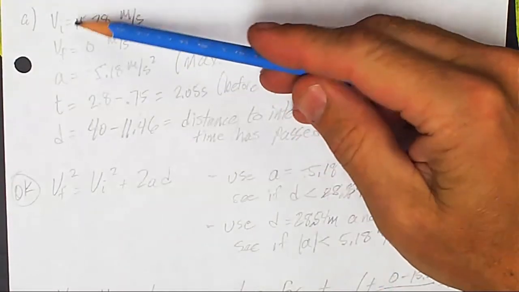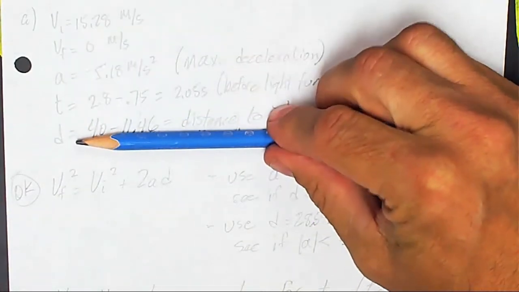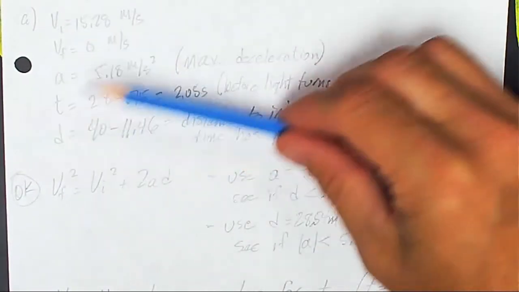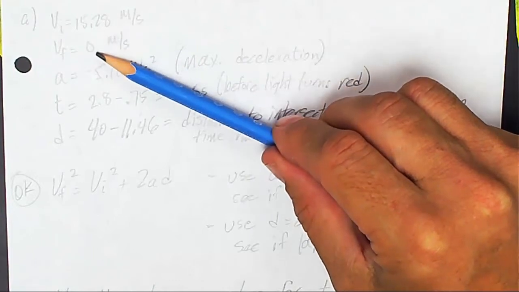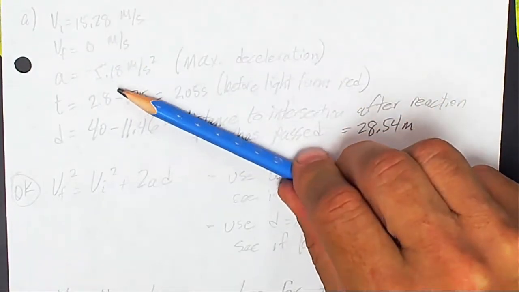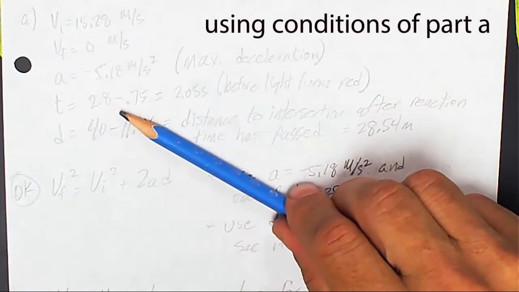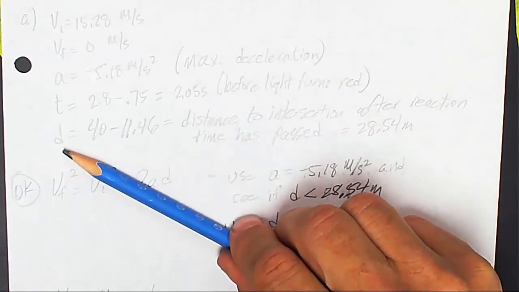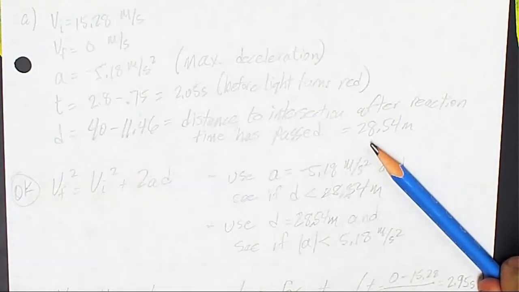Okay, so in this problem, if we look at the 5 variables that we find in our equations of motion, we notice that we appear to have a value for all 5 of them. Our initial velocity is 15.28 meters per second. Our final velocity is 0. Our maximum acceleration is negative 5.18 meters per second squared. The time before the light turns red is 2.05 seconds. And the displacement or the distance that we have to stop in is 28.54 meters.